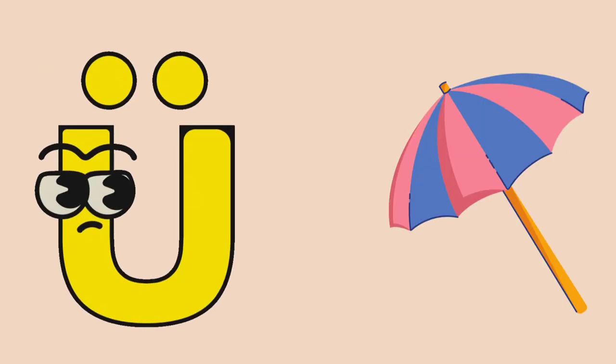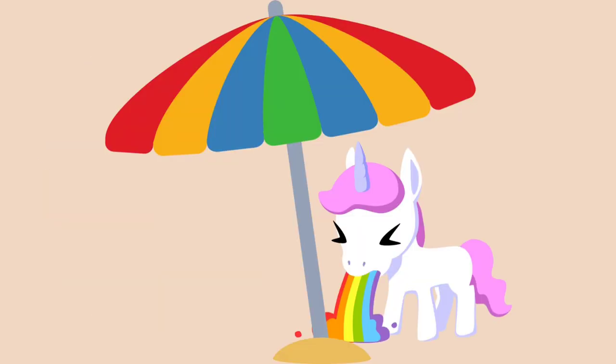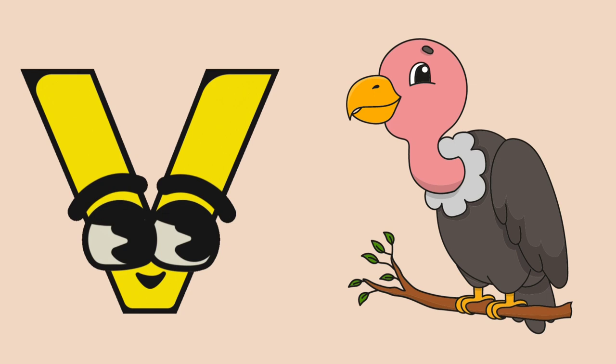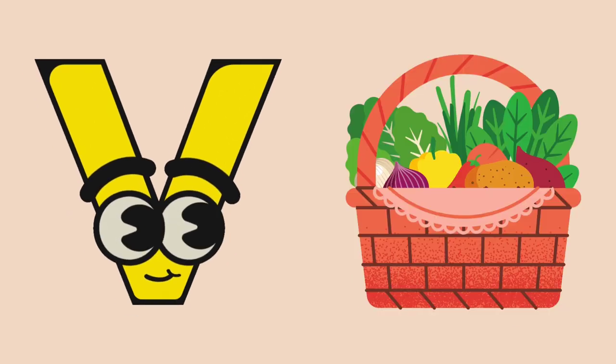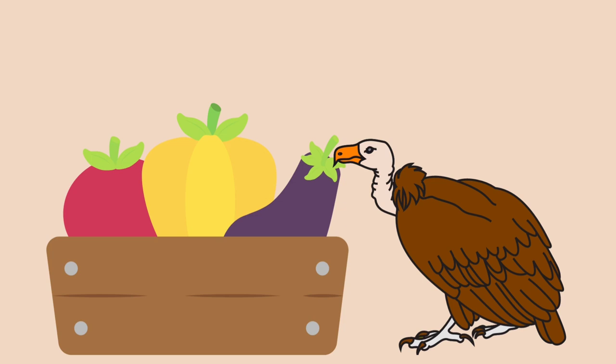U for umbrella, U for unicorn. Unicorn is under the umbrella. V for vulture, V for vegetable. Vulture is eating a vegetable.